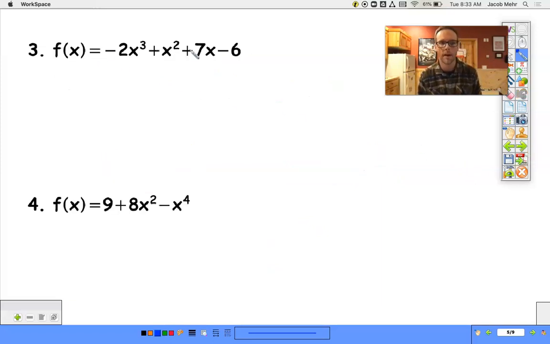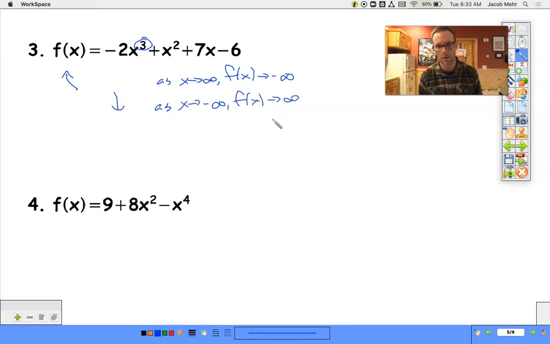All right, how about this one? Degree 3, odd, opposite directions, either this or this. Leading coefficient is negative, so that tells me from left to right it goes down, so it's going to be like this and like that. As x goes to infinity, f of x goes to negative infinity. As x goes to negative infinity, f of x goes to positive infinity.